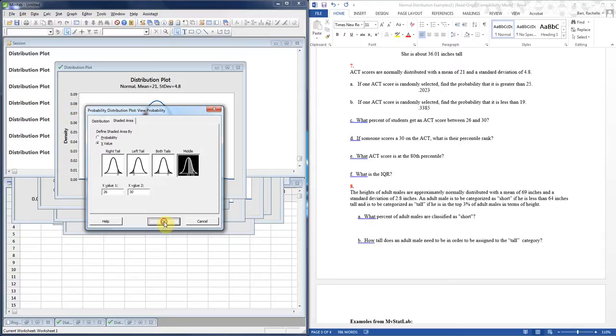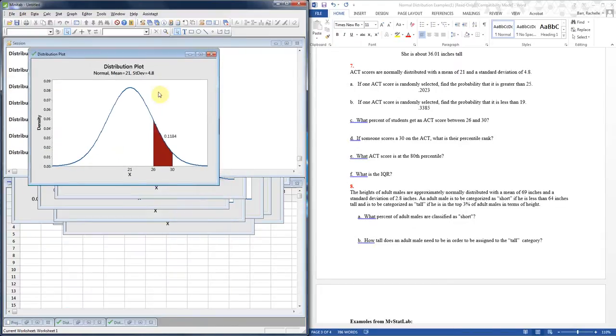Okay. Boy, it's just running out of places to put my graphs. So about 11% of people will score between a 26 and a 30. That's a pretty good score, actually. You should be pretty proud. Let's say you score a 30.